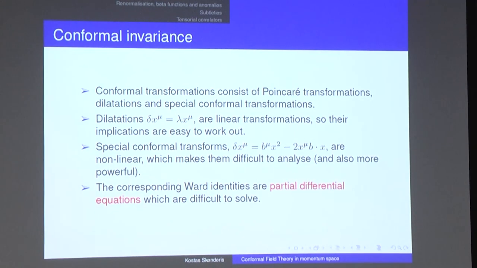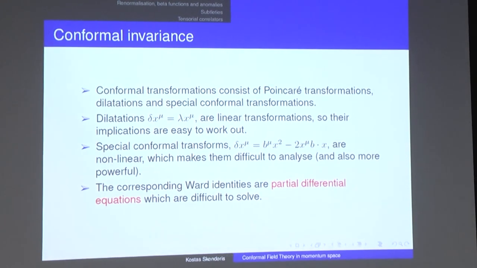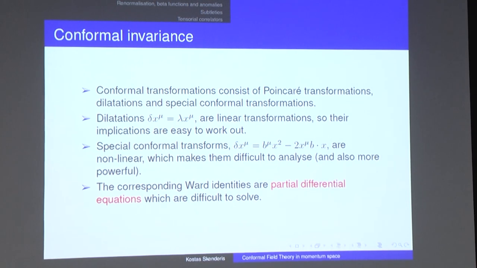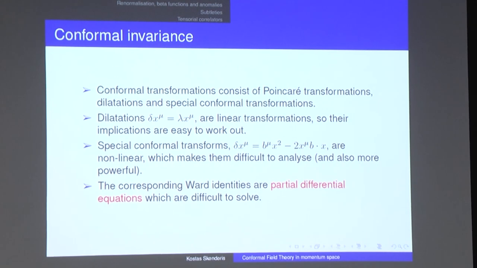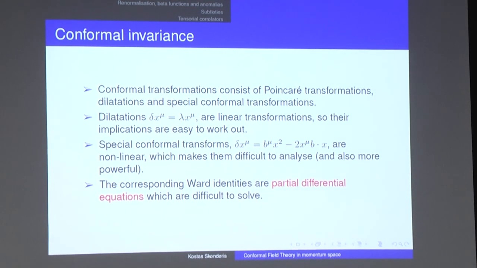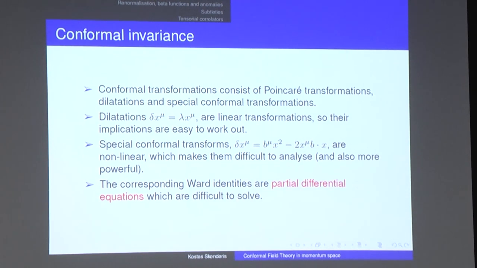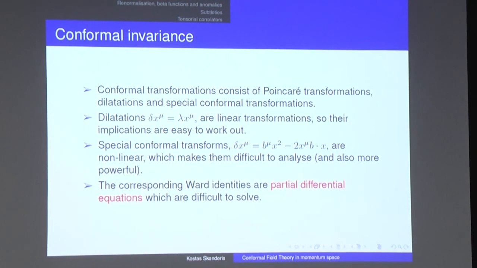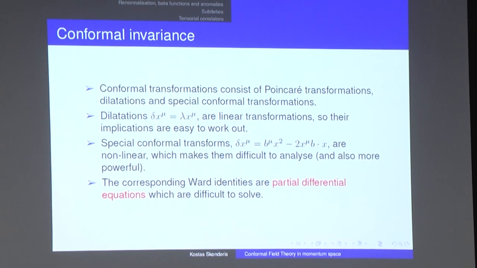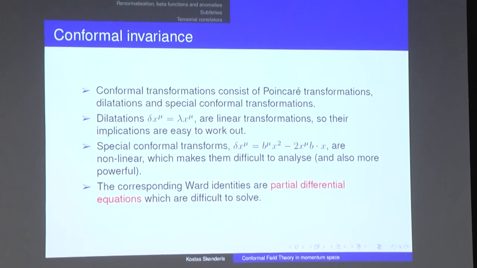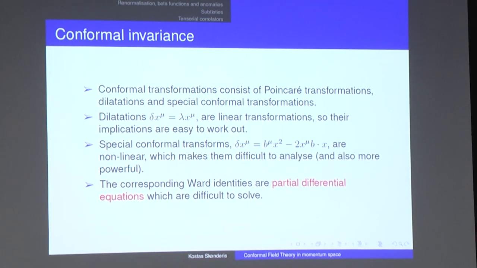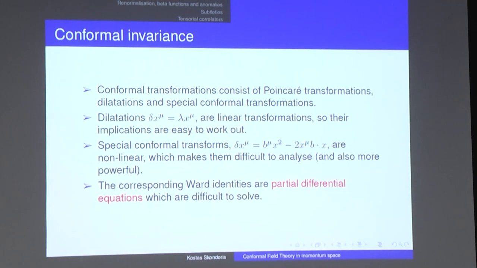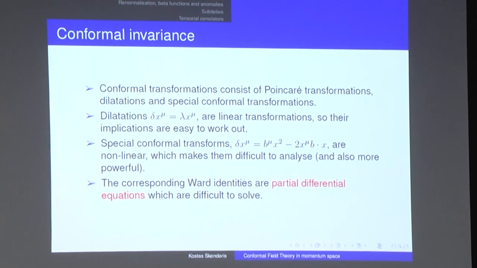The difficulty comes when one moves to special conformal transformations, both the difficulty and the power. Conformal field theories are so constrained because you have special conformal transformations, which are non-linear, as you can see from the right-hand side. That's quadratic in the coordinates. So these are a lot more difficult to analyze. The corresponding Ward identities, which I will show you in the next couple of slides, are partial differential equations, and in the case of special conformal transformations, they are also nonlinear.